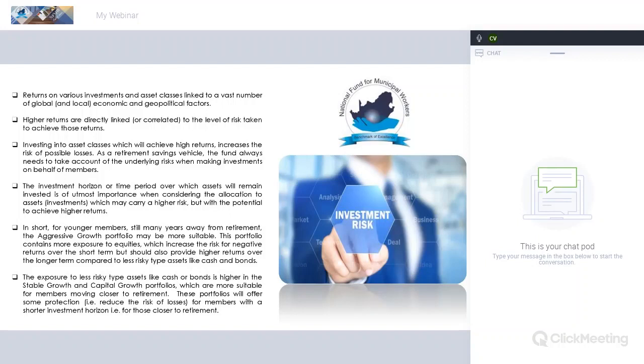For those members closer to retirement, you would probably want to protect your fund credit and not be invested in high volatility investments. The portfolio suitable for this would be your stable growth and your capital growth portfolios.